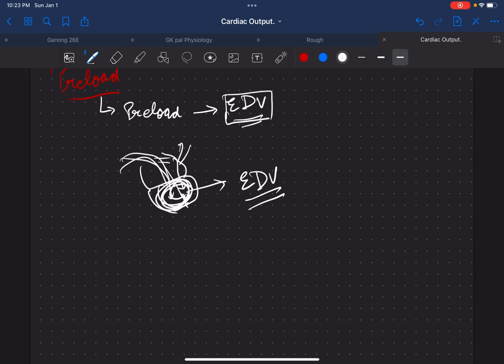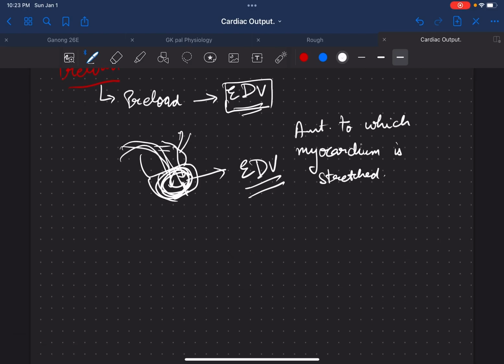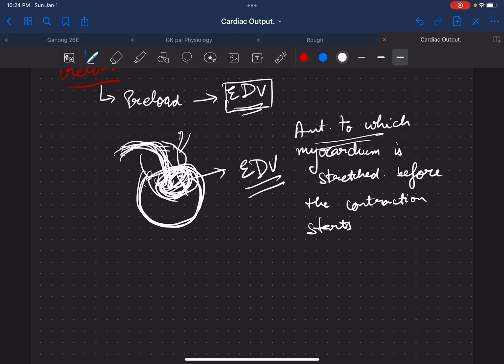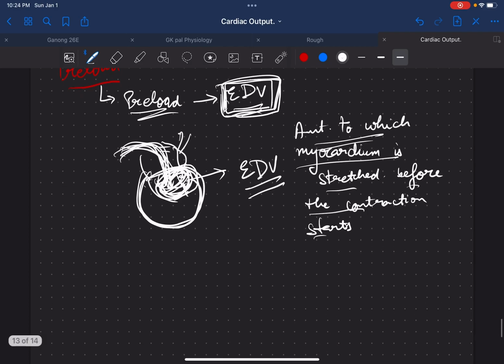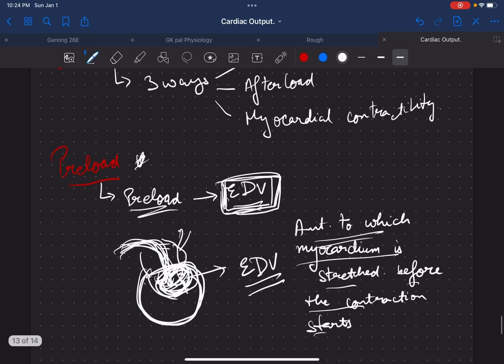The amount to which myocardium is stretched before the contraction starts. Before systole has begun, if there is more blood in the heart, it will be more expanded. So the amount to which myocardium is stretched before the contraction starts is called preload, which is another way of saying end diastolic volume. So how is my end diastolic volume going to affect stroke volume?